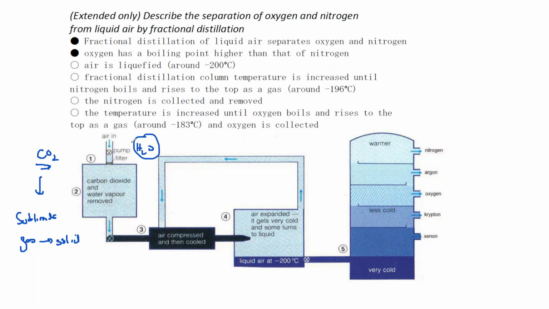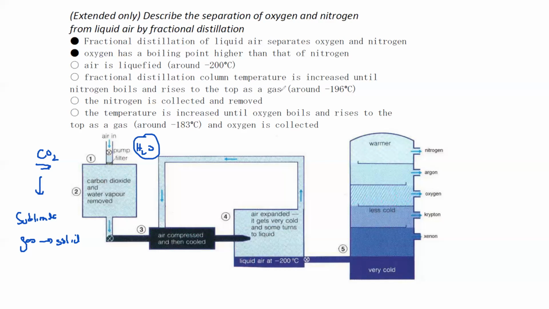Like at a coastal area or near a seashore, you will find that the percentage of water is much higher as compared to dry land. So we remove the water. How do we remove the water? We use a drying agent, which can absorb the water on its surface.